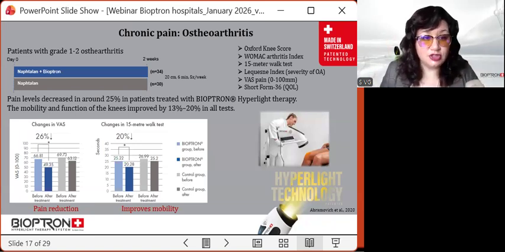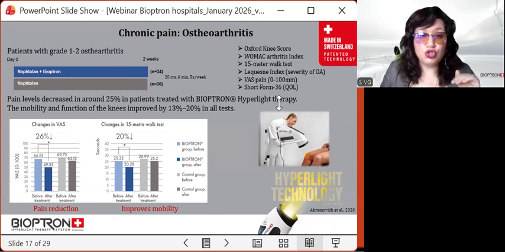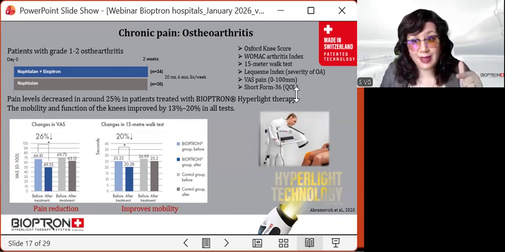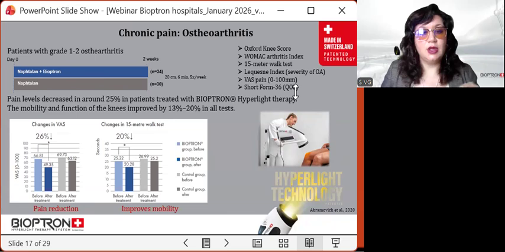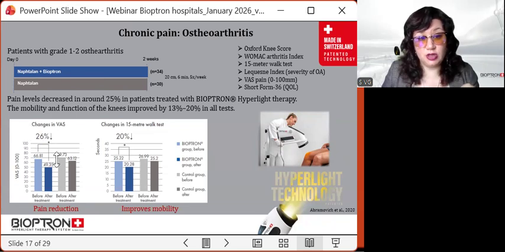In the case of osteoarthritis, again, the control group was treated with an anti-inflammatory cream, and the Bioptron group with this anti-inflammatory cream plus Bioptron, and they did different tests to check the mobility, the pain, the quality of life. Once again, you can see that the decrease in pain was observed in the group treated additionally with Bioptron, no difference in the control group.